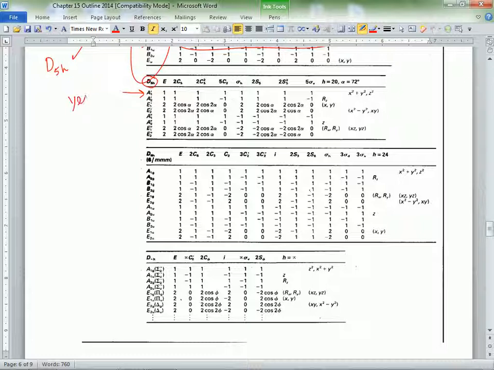So yes, the integral will definitely be non-zero because it matches A1 perfectly. Mathematically you could say it would be a constant of 1 times the sum of all the characters of A1. So it works. Make sense? How about another one here?